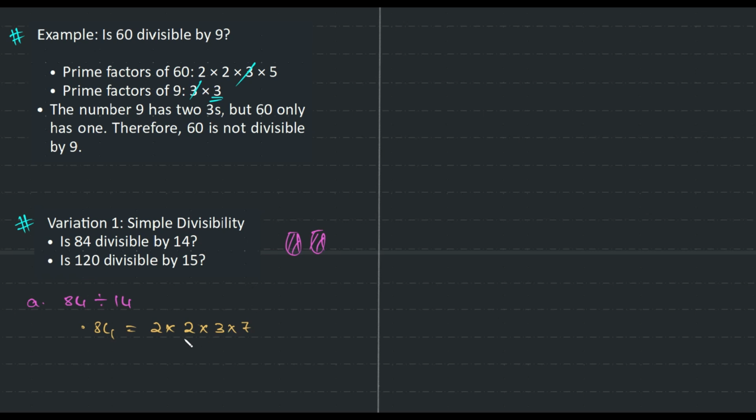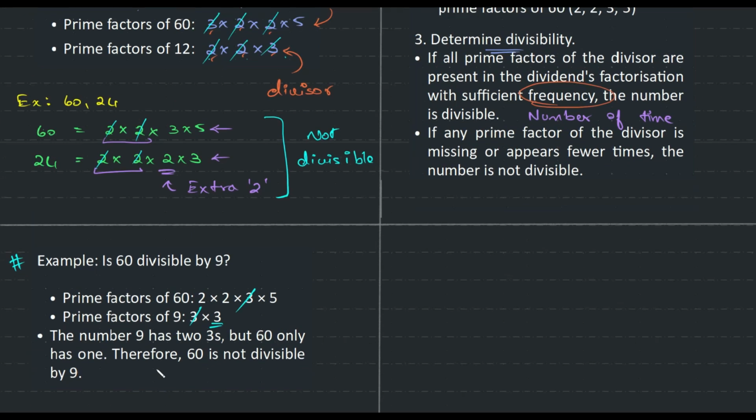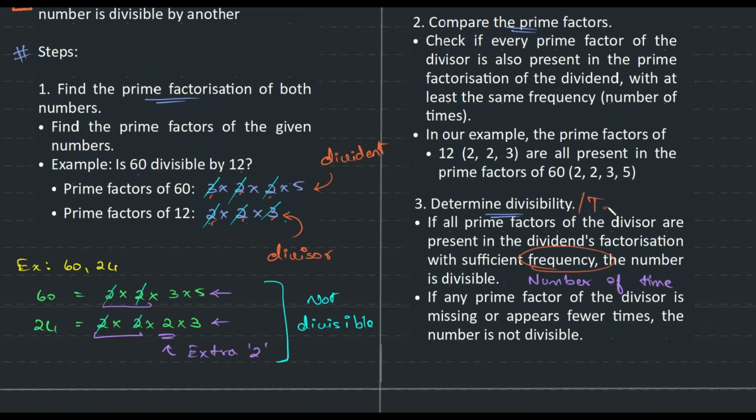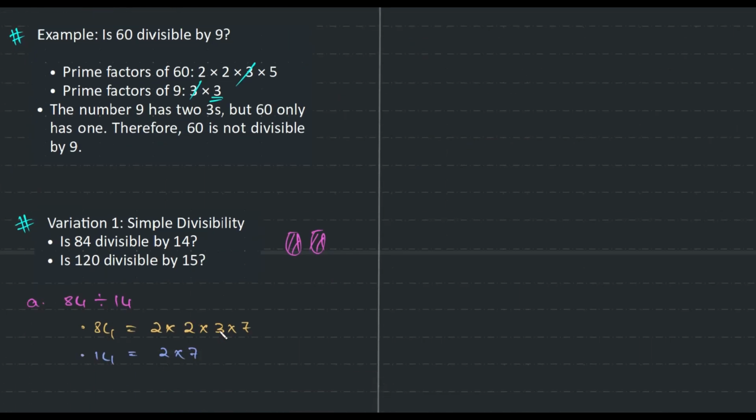So 21, 42 and 84. While 14 can be written as 2 into 7. Now, actually, you know what, we can call this a tally, right? Let's tally. So 2 and 2, 7 and 7. So 84 is divisible by 14.